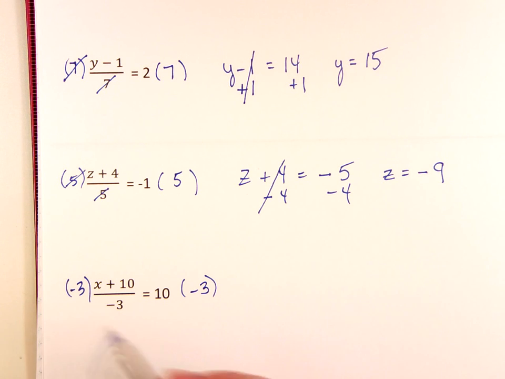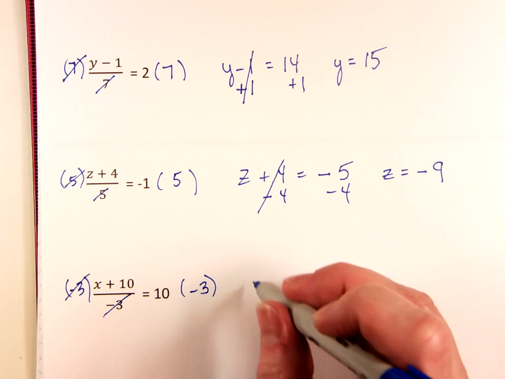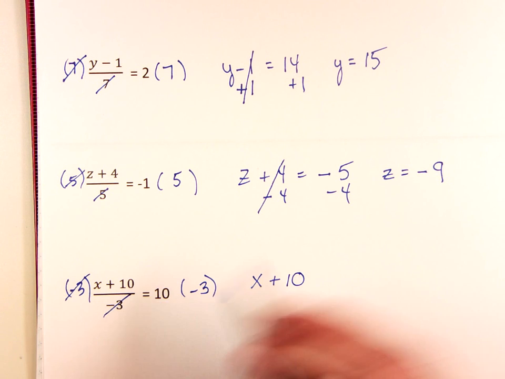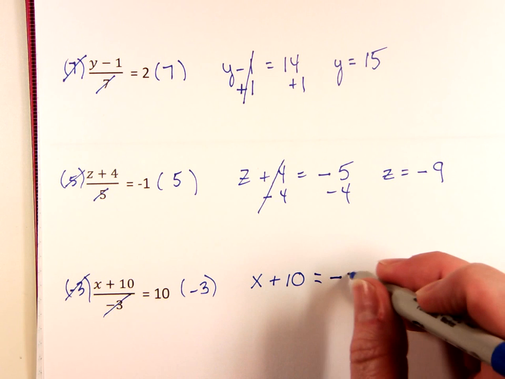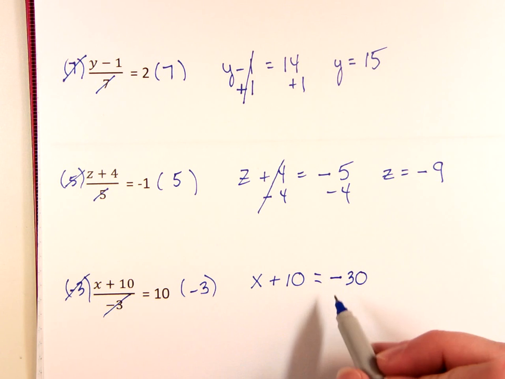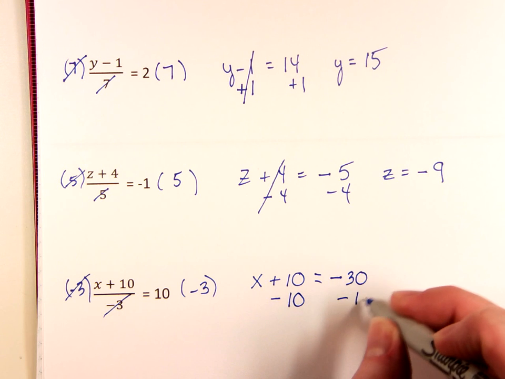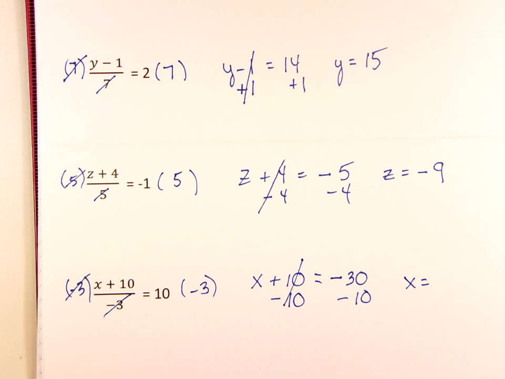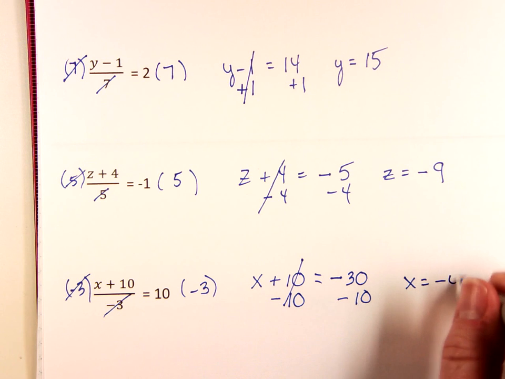That lets me cancel a -3 on the top, a -3 on the bottom. I have x plus 10, that's what's remaining, equals 10 times -3. Keep your negative, and that becomes -30. All right, now we're down to a 1-step problem. This is addition, do the opposite, and subtract 10 from each side. -40, that's right. -30 plus a -10 is a -40.